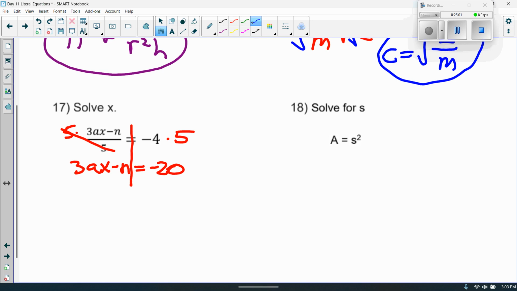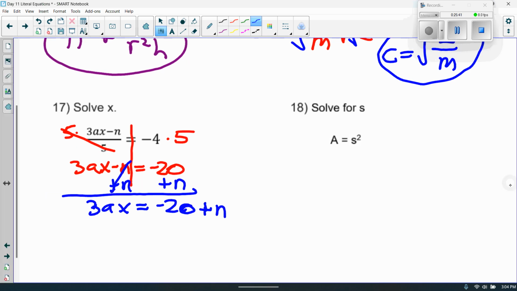Now the 3, the a, and the x are all attached to each other, so that's going to be hard to attack the 3 or the a at this moment. But that minus n looks like a nice gazelle that we could go after if we're going to be lions right now. So let's go after that minus n. I'm going to add n on both sides. It doesn't really matter where you put the n. You can put it in front of the minus 20 or behind it. 3ax equals negative 20 plus n.